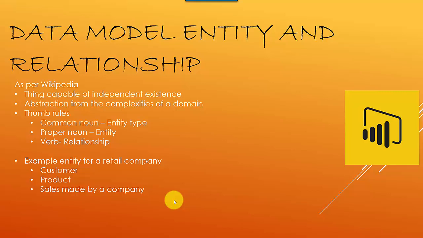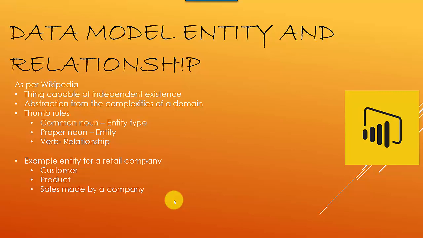And what's an entity? An entity is a proper noun. So now a proper noun, for example, Novak Djokovic is a tennis player. A tennis player is a common noun, while Novak Djokovic is an entity, so he's a proper noun. That's the data you will capture in that entity type.